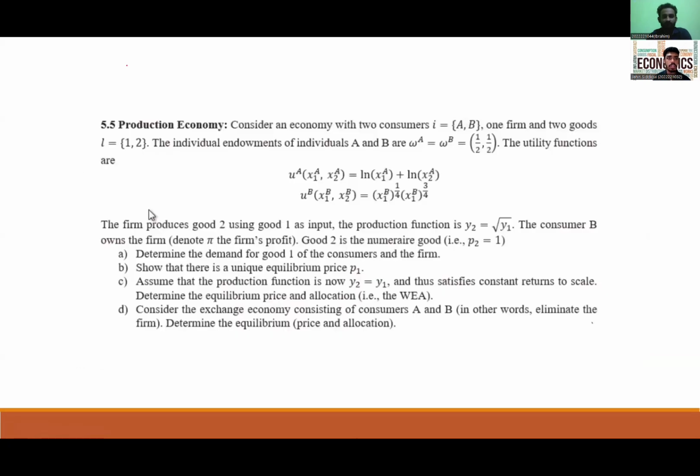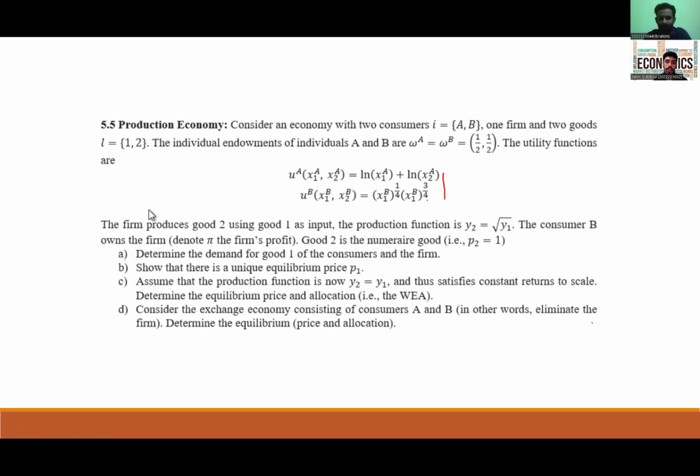So here is our question. Given an economy with two consumers, A and B, and two goods, 1 and 2. The individual endowments of A and B are given by WA and WB, and the proportion of their endowment is equal, which is half. The utility functions are given here. I am showing this with the pen. The farm produces good 2 using good 1 as input. Here, consumer B is also the farm, and pi denotes the profit of this farm. Good 2 is the numeraire good.